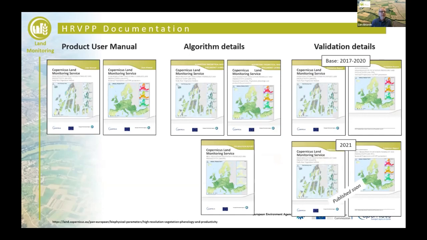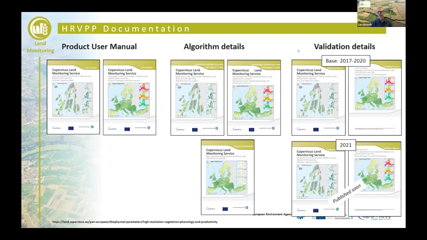We have generated a number of documents that describe the products. For a beginner, it would be useful to start with the product user manual. We have one for the vegetation indices and one for the phenological products. If you want more detail, you can go to these algorithmic details documents that describe basically every technical detail that we have gone through to generate these. We also have a description of the calibration process that we went through.